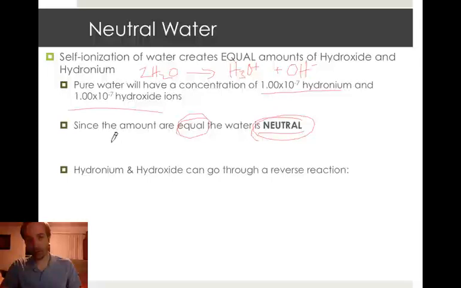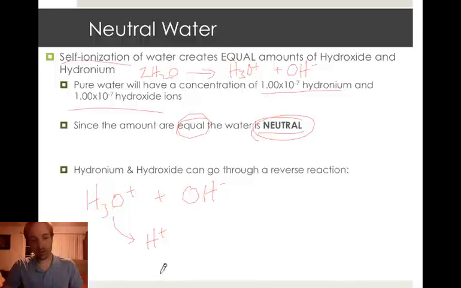One of the reasons it's neutral is that when you have equal amounts, not only are they formed through the self-ionization of water, but if these guys bump into each other, they can actually reverse the process. If we take a hydronium and combine it with a hydroxide, this hydronium bumping into this guy will give up that hydrogen ion. This negative charge will attract the hydrogen ion, pick it up again, and now we're left with two waters. This water got rid of the proton, so now it's just water, and this hydroxide picked up the proton, so now it's a water as well. So we get two waters out of it. That's neutral water.